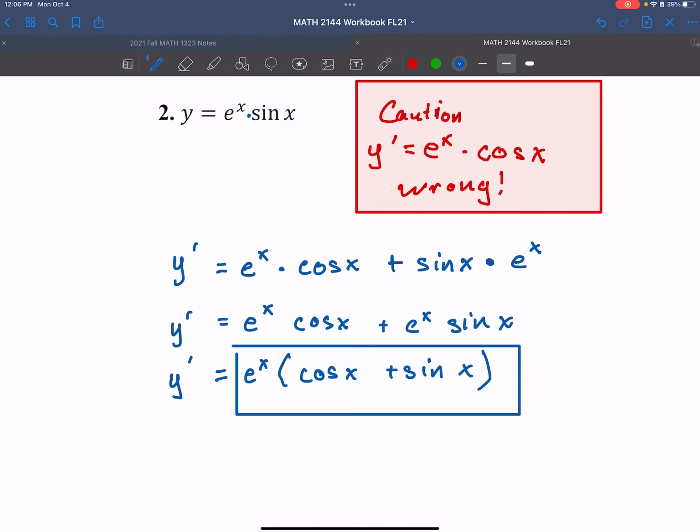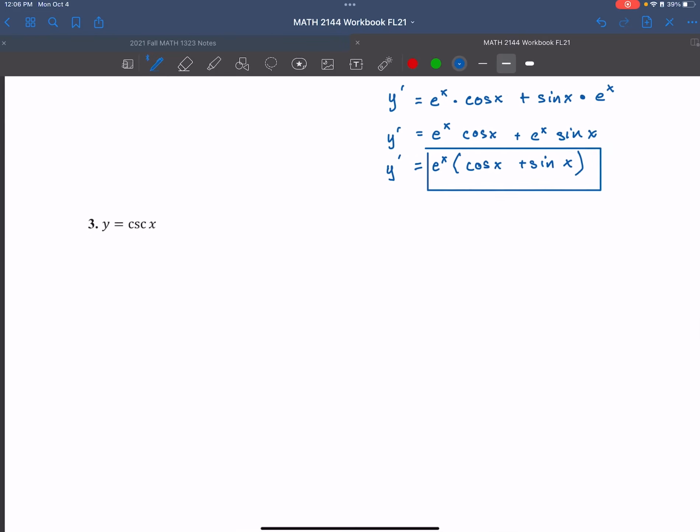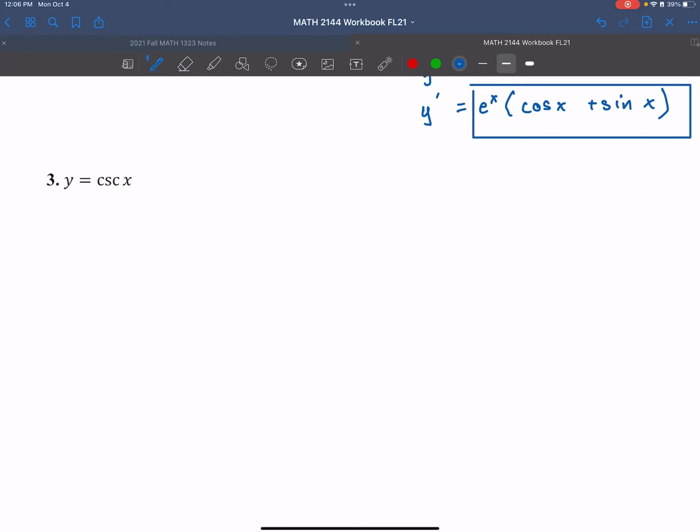All right. Let's move along, and in number 3, we're going to get the derivative of cosecant of x.